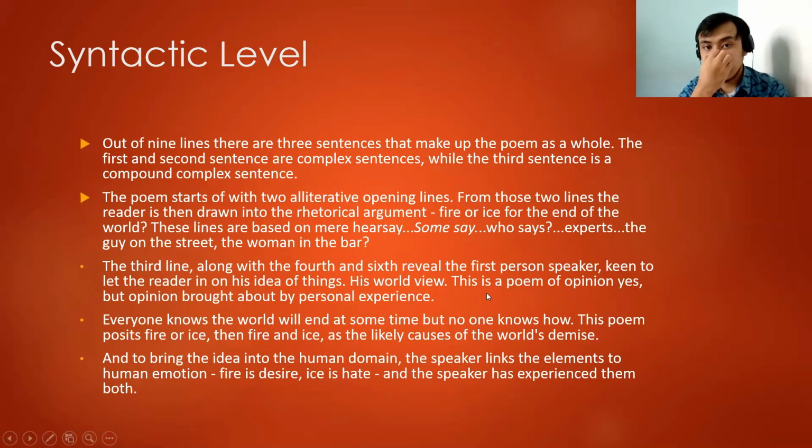Next up, we have the syntactic level. The syntactic level deals with sentences. Out of the 9 lines, there are 3 sentences that make up the poem. The first and second sentences are complex. The third sentence is compound-complex. The poem starts off with 2 alliterative opening lines with "some say", which makes us question who says it. Who says these ideas? Is it an expert? Is it just someone randomly on the street? And then you can see that in the 3rd line, and all the other lines, there exists some sort of idea pertaining to the syntactic level of analysis.